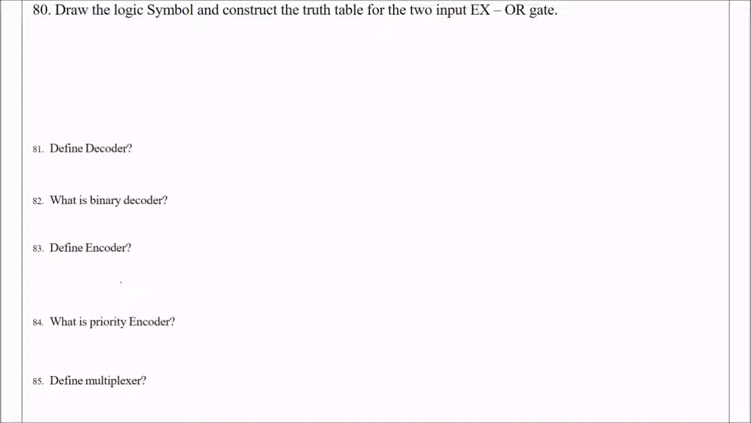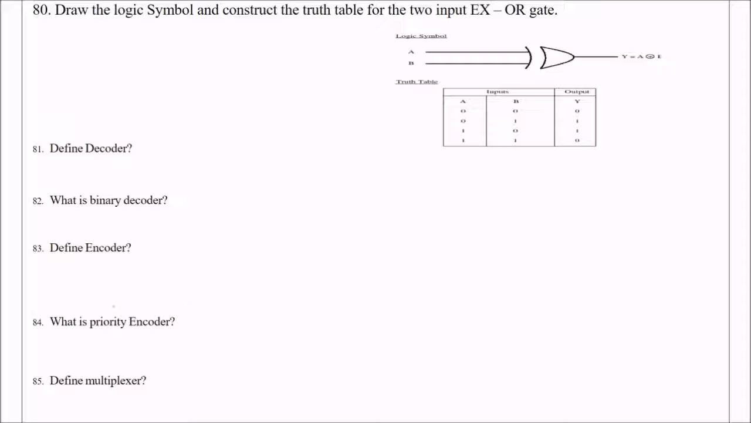Now you have to draw the logic symbol and construct the truth table for the 2 input XOR gate. So let us see. You have a 2 input XOR gate, A and B, and you get the result of A and B. If you closely observe this truth table, if the values are similar, then the output will be 0. 1 and 1, 0. 0 and 0, 0. But if values are different, 0 and 1 or 1 and 0, the answer will be 1 always.